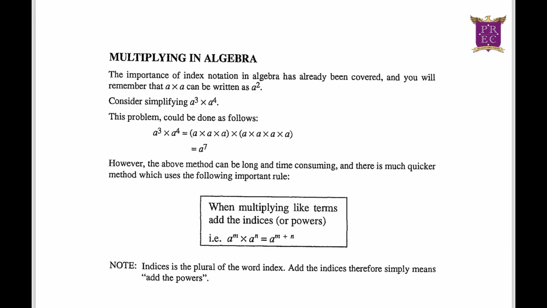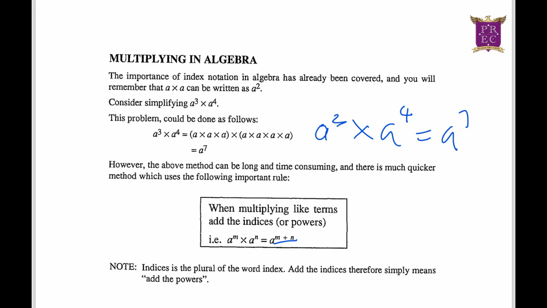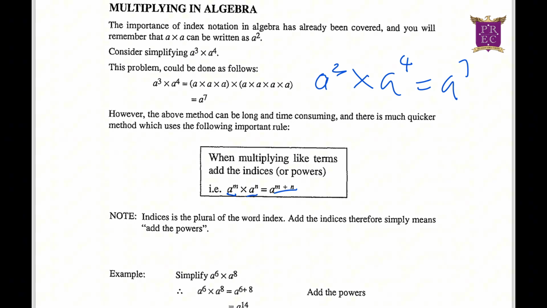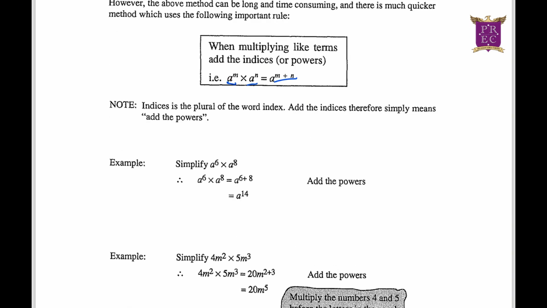Moving on to multiplying using index laws. If two expressions with indices have the same base and we multiply them together, then we just add the indices together. So if we were to multiply a cubed by a to the power of 4, we would get a to the power of 7. That's pretty simple, but you have to make sure that the bases of your expressions are the same, otherwise you can't do this.